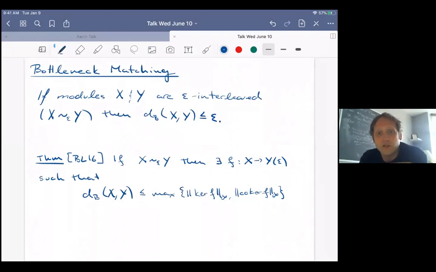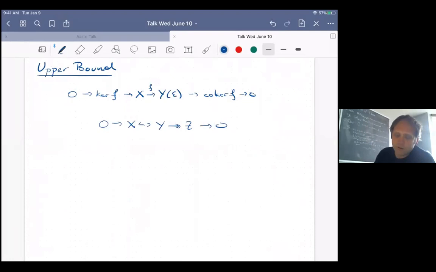Okay, so these are, I hope, fairly well-known results in the audience, but this was one of the things that we're going to need to prove the result. First we're going to prove the upper bound. So again, here we have the kernel of F. So if X and Y are interleaved, this exists, and we have our short exact sequence.